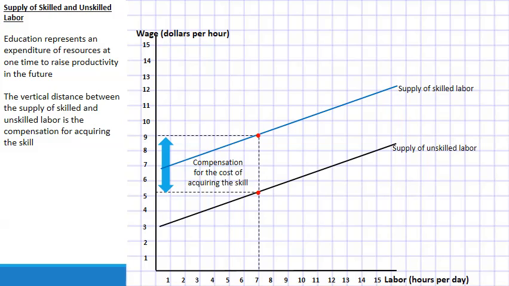So you see here a vertical distance between the supply of skilled and unskilled labor is the compensation for acquiring the skill. It would be as if I went and decided to go back to college right now to get another degree, to get maybe my PhD. I would have to give up revenue, my earnings now, in order to make more in the future. And that, of course, is an opportunity cost. You would have to decide, is that actually going to pay off?